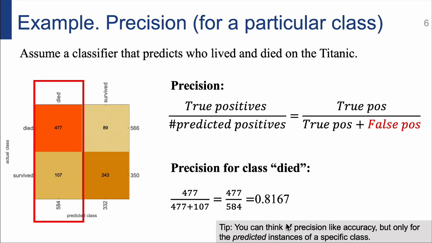Always in the confusion matrix, pay attention to which is the actual and which is the predicted class, because there is no standard way of portraying them. Here the actual class is shown horizontally and the predicted class vertically. For the precision, we need the predictions, so we use the vertical sums in this case. Finally, notice that precision is like accuracy, but only for the predicted instances of a specific class.